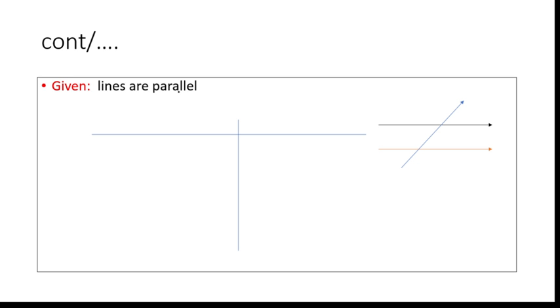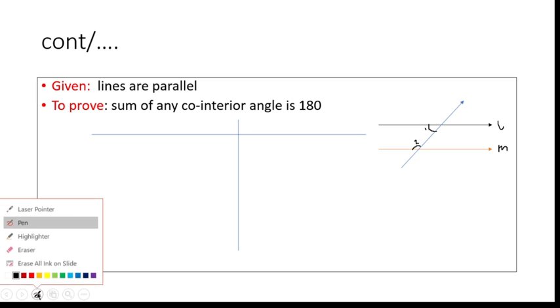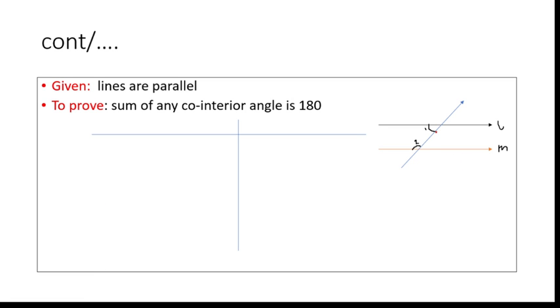In our next slide, first of all, lines are parallel. Let's suppose this is line L and this is line M. The sum of the co-interior angles is equal to 180. This is our angle 1 and this is our angle 2. I just use a different color for better understanding. This red angle is angle 4 and this red angle is angle 3. Obviously angle 1 and angle 2 are co-interior and angle 4 and angle 3 are co-interior, so we need to prove just one of them.